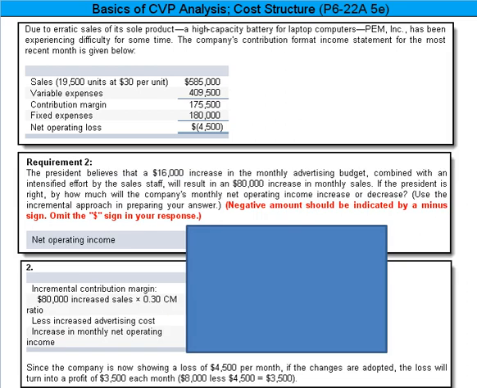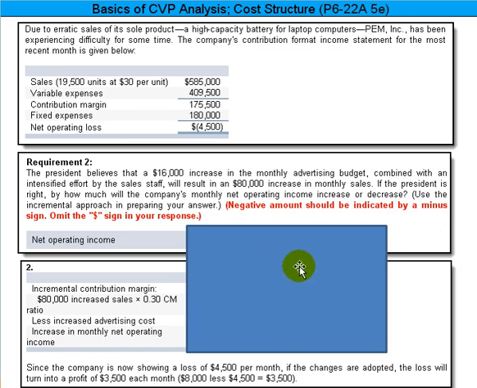Okay, next we tackle requirement 2, which appears in the middle area of your screen right here. Okay, the President believes that a $16,000 increase in the monthly advertising budget, combined with an intensified effort by the sales staff, will result in an $80,000 increase in monthly sales. If the President is right, by how much will the company's monthly net operating income increase or decrease? And we are to use the incremental approach to prepare this answer.